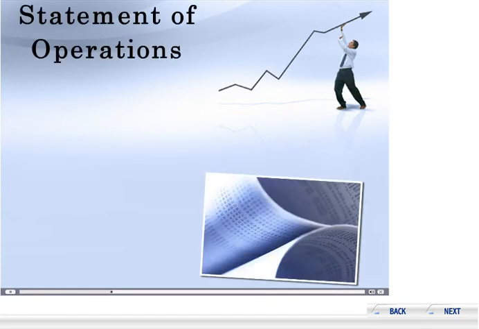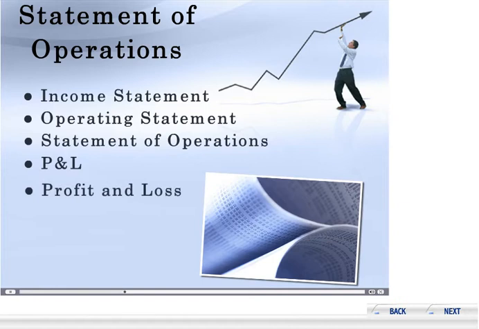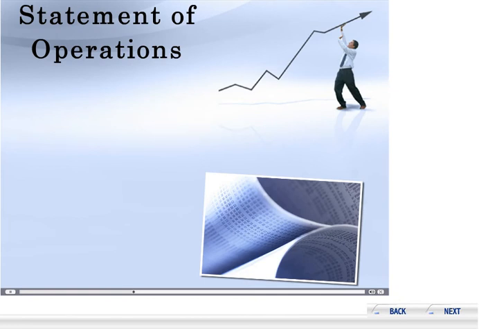The statement of operations is also referred to as the income statement, the operating statement, the P&L, or the profit and loss statement. This report reflects activity over a specific period of time, as opposed to the balance sheet, which represents a single moment in time. A statement of operations summarizes income and expenses through both operating and non-operating activities. It also highlights the net profit or net loss incurred. The statement of operations is used to determine past performance, to help predict future performance, and to assess the ability to generate future cash flows.